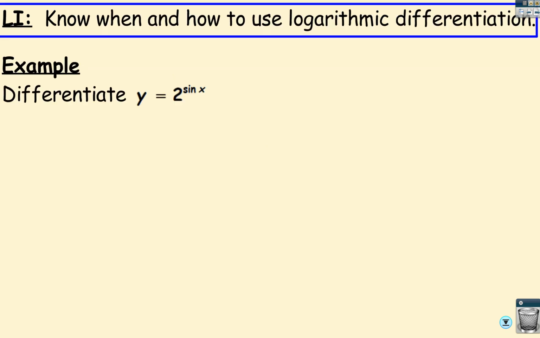Right, let's look at another one. This time it's differentiate y equals 2 to the power of sine x. Right, so let's get these first couple of lines done nice and quickly because they're pretty standard for most of these. Log y equals log 2 to the power of sine x. Sine x comes off the top and we get log y equals sine x log 2.